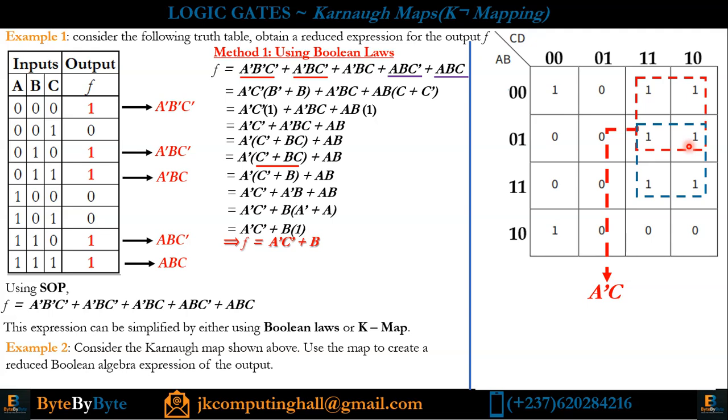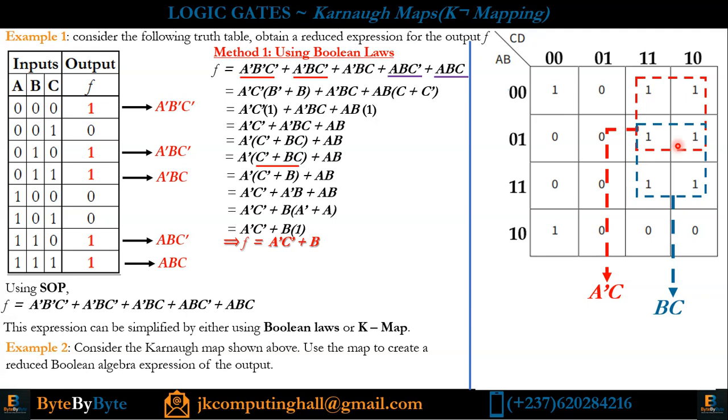So, after answering this question, we realize that this second square is giving us BC, because from here to here, we see that A is changing from 0 to 1, but B remains the same. B remaining the same is at logic value 1, so it is not complemented. From here to here, C remains the same, is at position 1, so it is not complemented, whereas D is changing, so we discard D. Okay, which other group can we have?